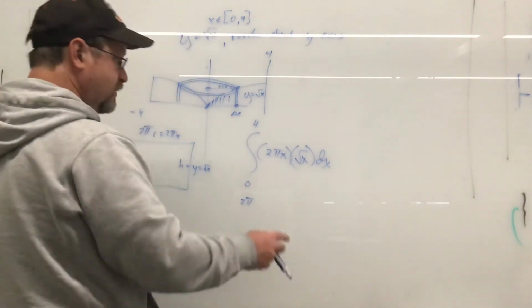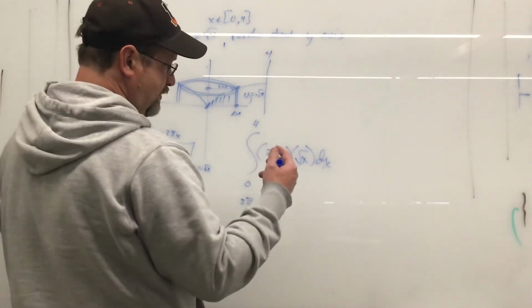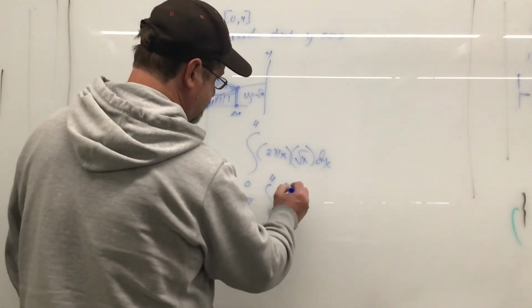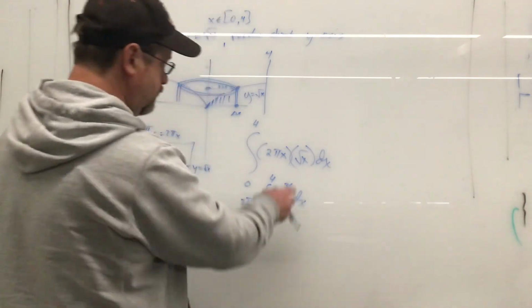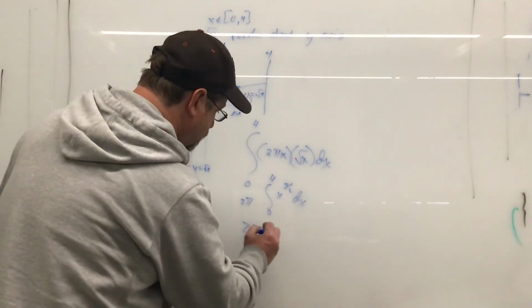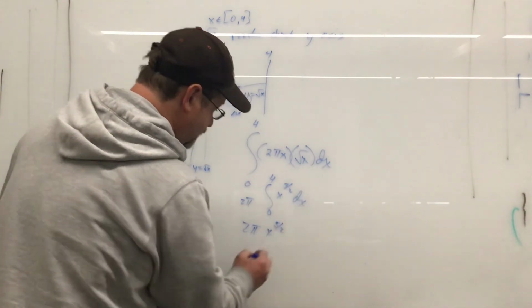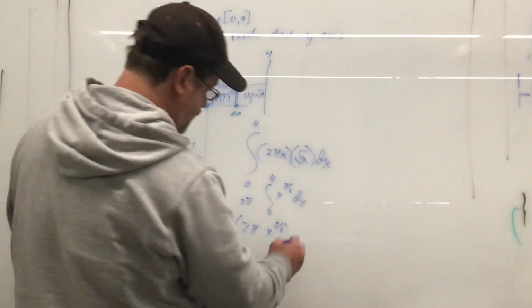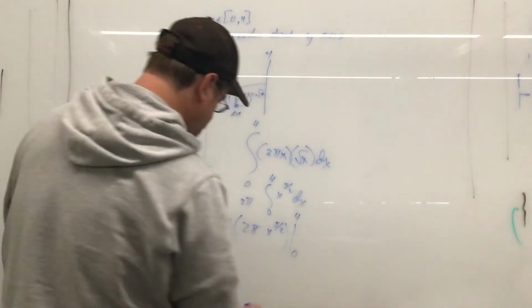Again, from an integration perspective, x times radical x, that's x to the 3 halves. Before I integrate it, it's more convenient to write it that way. Pulled my 2 pi out, x to the 3 halves. I raise the power by 1. I divide by 5 halves, which is the same as multiplying by 2/5. And I evaluate at 4 and 0.